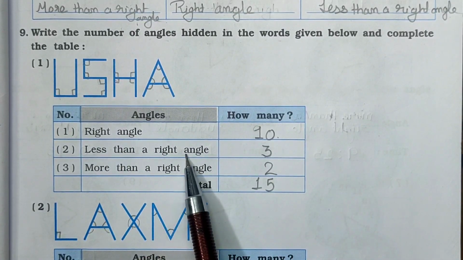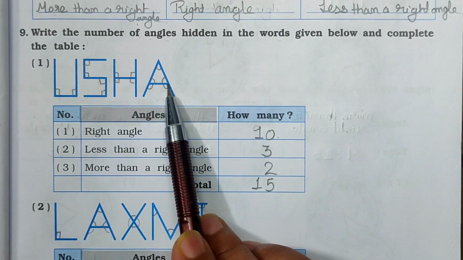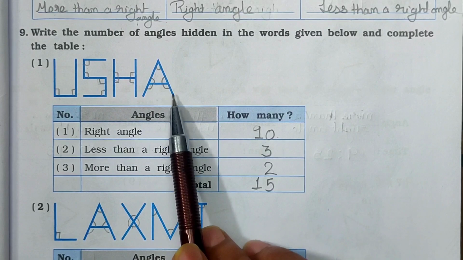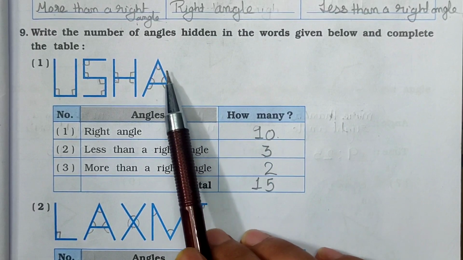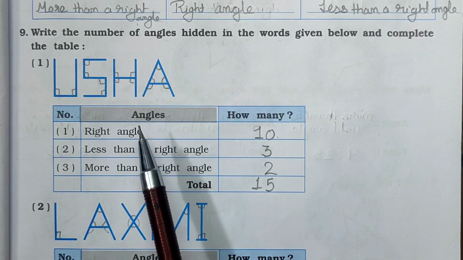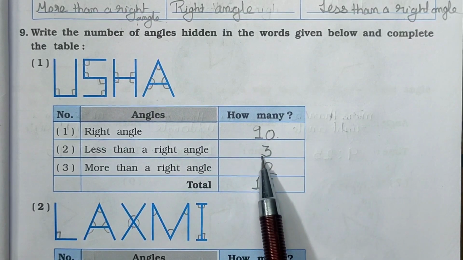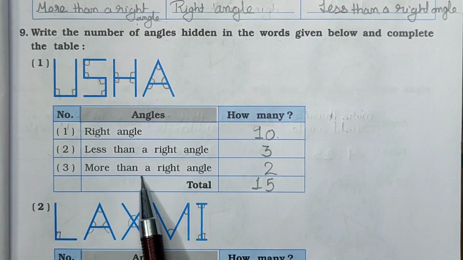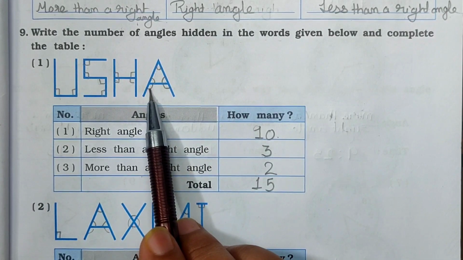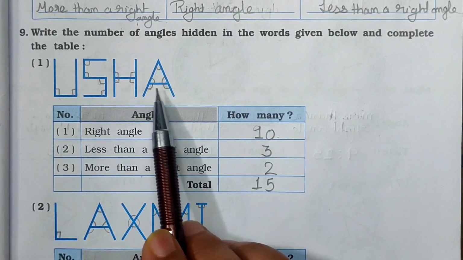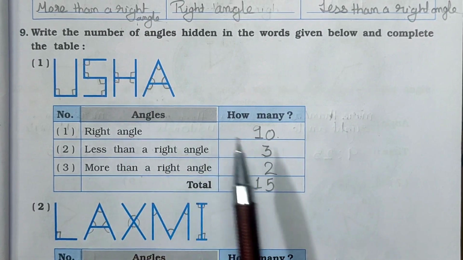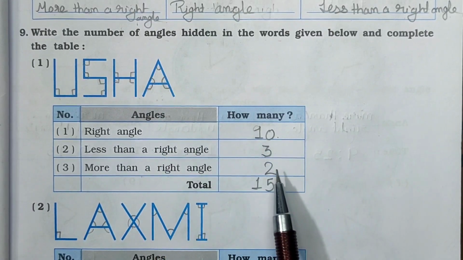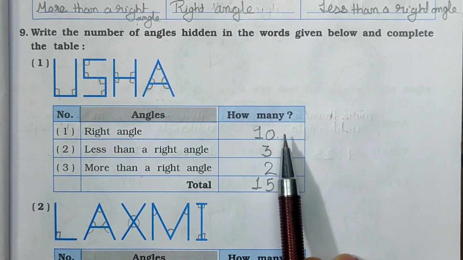Now less than a right angle. How many are less than a right angle? 1, 2 and 3. In the upper part of the alphabet A, in that triangle, 3 angles are less than a right angle. So 3. Okay. Then more than a right angle. Here it is formed. These two are more than a right angle, which means greater than 90 degrees. So it's 2. So write down 2.